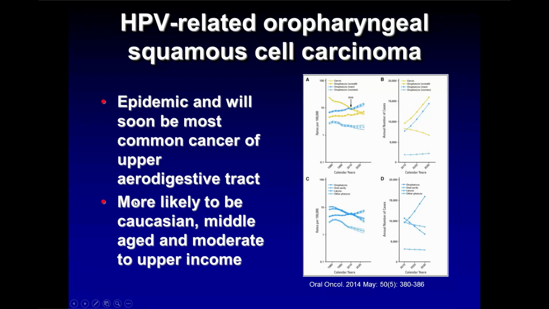And as I mentioned earlier, this is affecting a whole different patient population. They are more likely to be Caucasian, middle-aged, moderate to upper income. This is quite in contrast to many of the other malignancies that we see in the head and neck area, particularly squamous cell carcinoma that's non-HPV related.